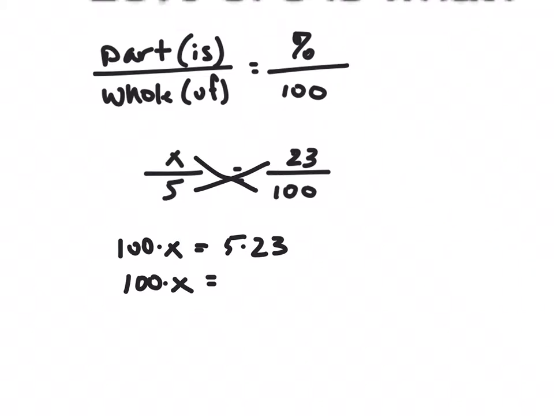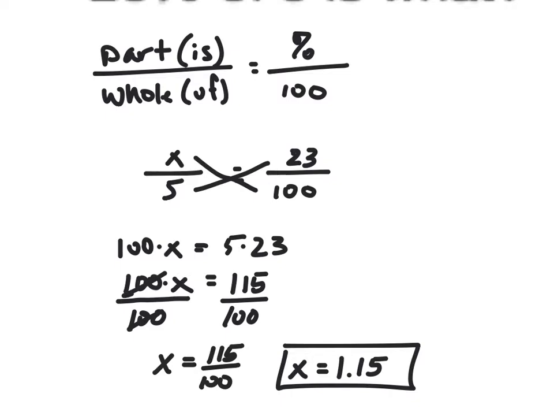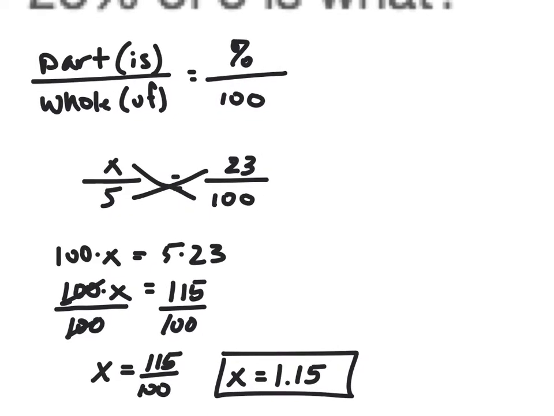5 times 23 is going to give us 115, I believe. Then I'm going to divide both sides by 100, just like we were before. The hundreds divide out, and I'm left with x equal to 115 divided by 100, which gives x equal to 1.15, and that's my answer. So 1.15 is 23% of 5, and we can use proportions.